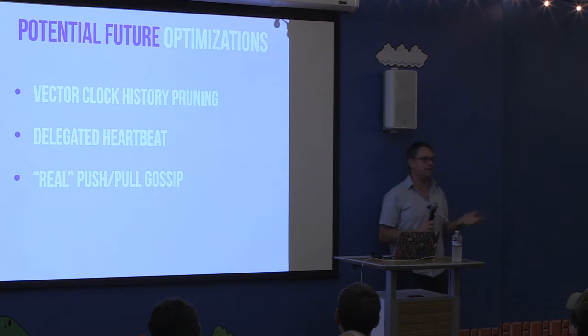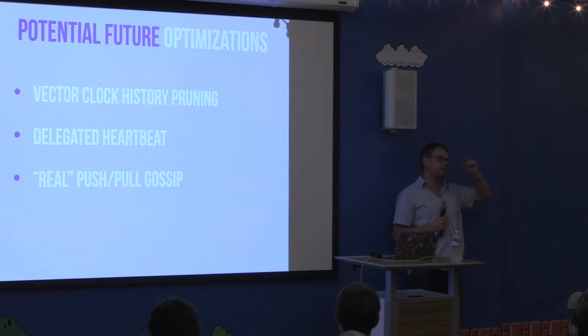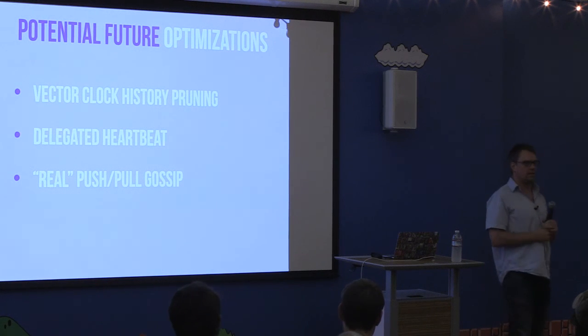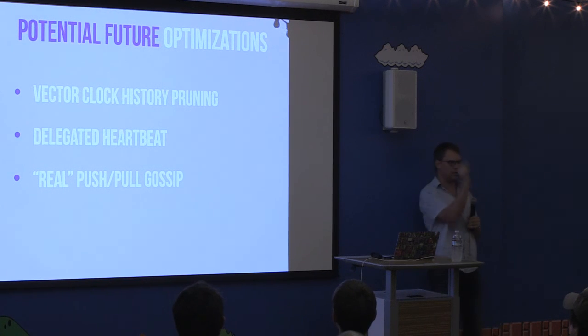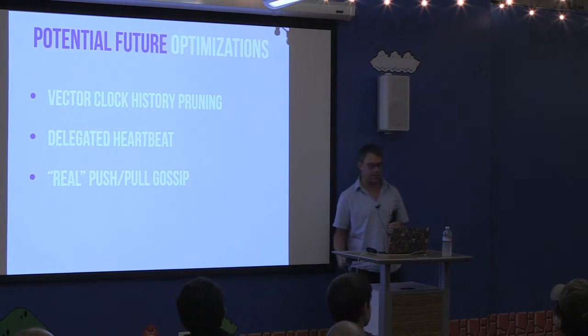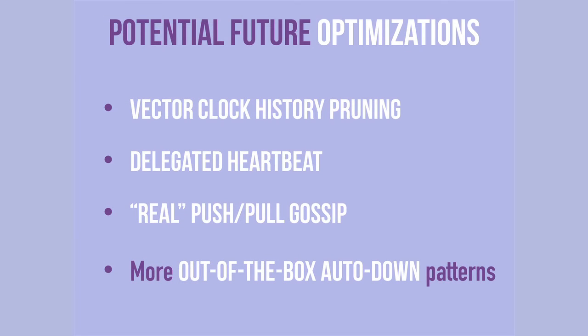We haven't really had that need because our data set is fairly small, and we use gzip on it as well. And it's a lot of redundant information. In all the nodes, the vector clocks are the same. So zipping things up is usually very efficient. So we haven't had a need for that yet. But also more out-of-the-box auto down patterns. That's something that I would love to see people look into.